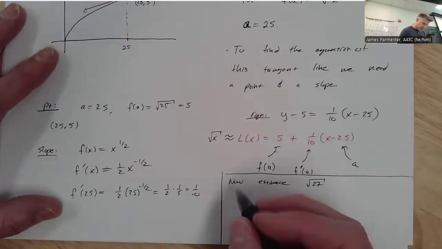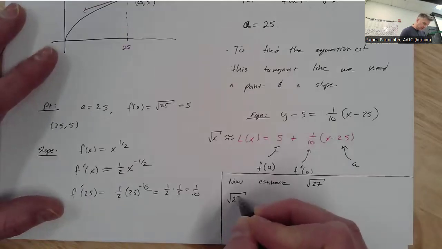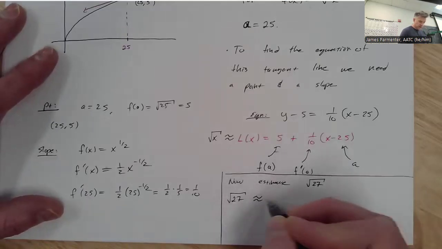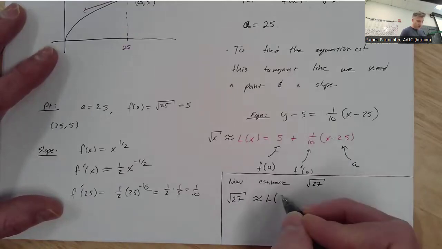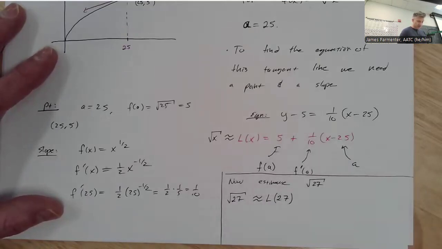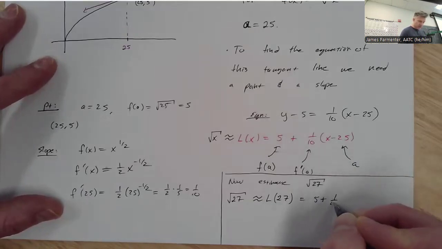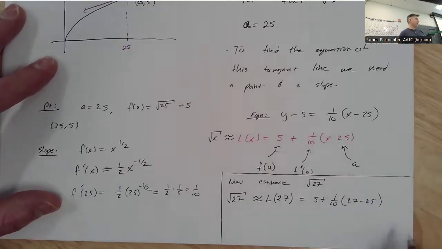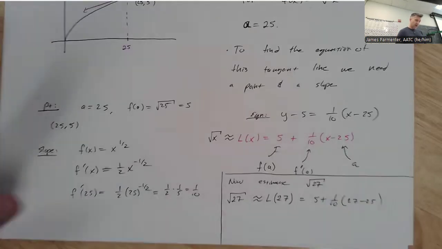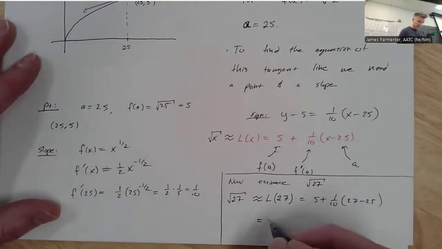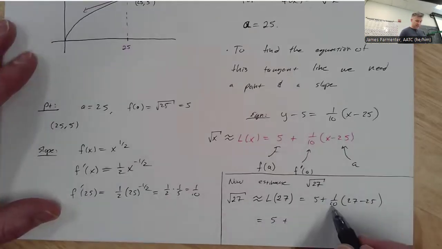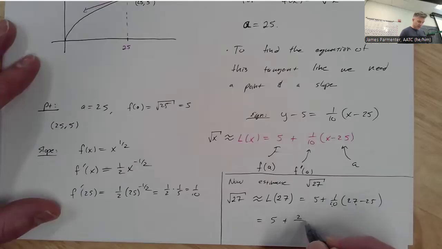So then the square root of 27 is approximately the linearization with the value of 27 plugged in for x. And then we just calculate, we get 5 plus 1/10 times 27 minus 25. This is why you don't want to simplify beforehand, because when you do this part, it's easier usually if you just plug it in unsimplified. And then we calculate, we get 5 plus 1/10 times 2 is 2/10. So I would probably write it as 5.2.